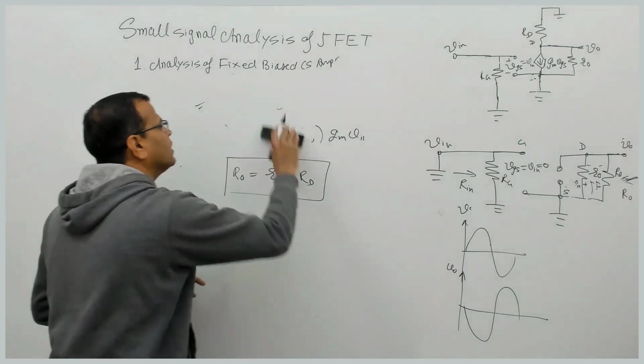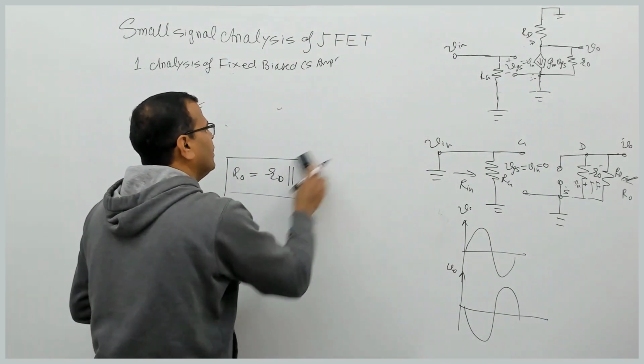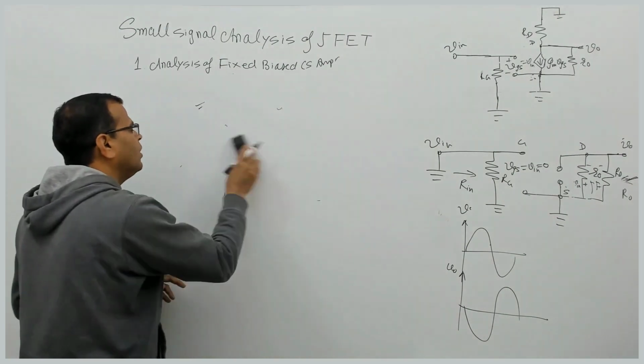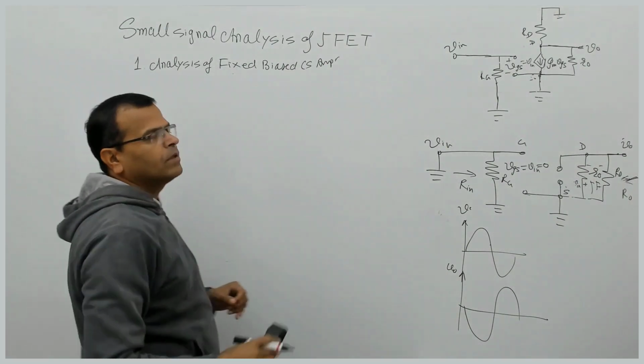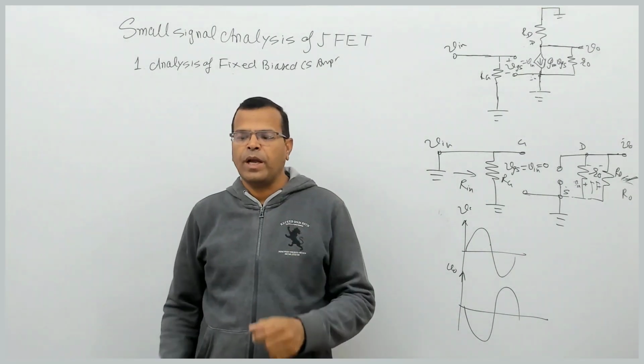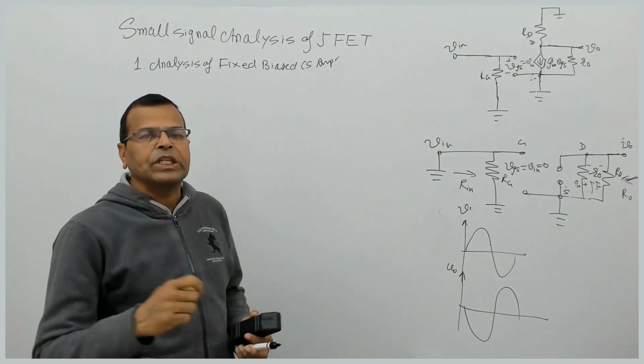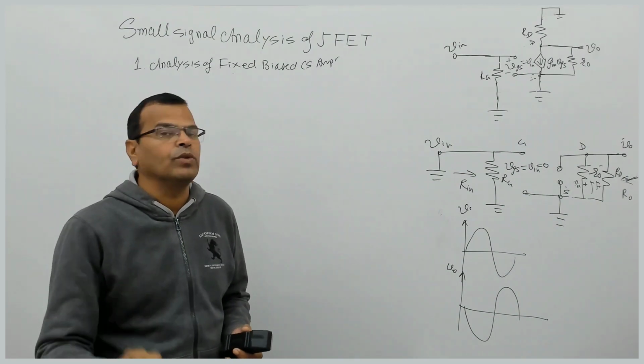I hope the concept is clear. So this is all about your fixed biased JFET based common source amplifier, that is, the voltage gain of the fixed biased common source amplifier.